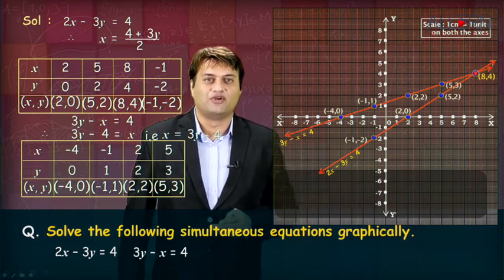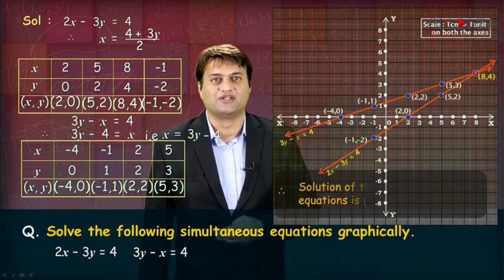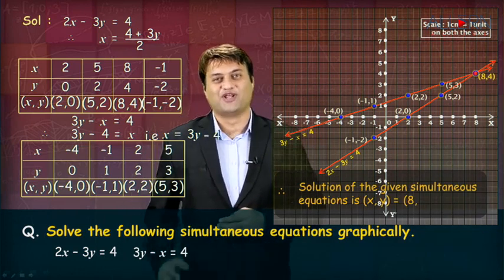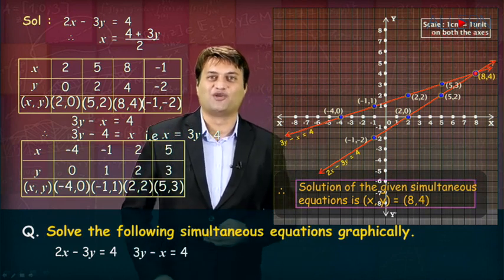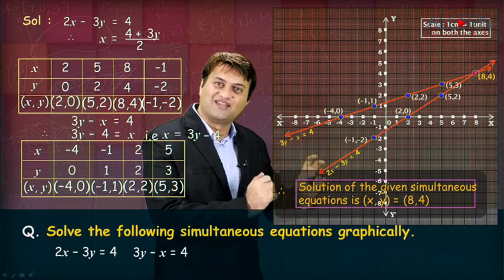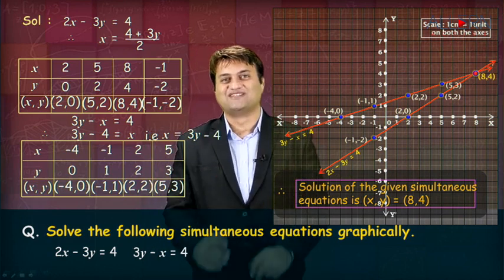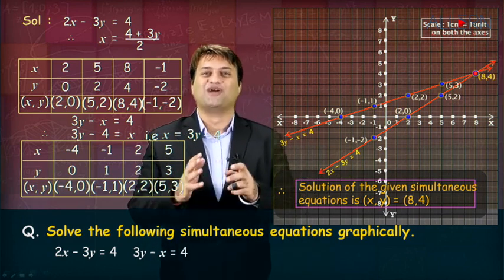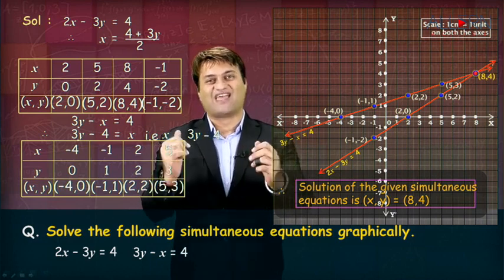Look at the point of intersection. The point of intersection is very clearly 8 comma 4, and because the point of intersection is 8 comma 4, on the main answer sheet below the table, just write the final answer that the solution is x comma y, which is equal to 8 comma 4. As simple as that.